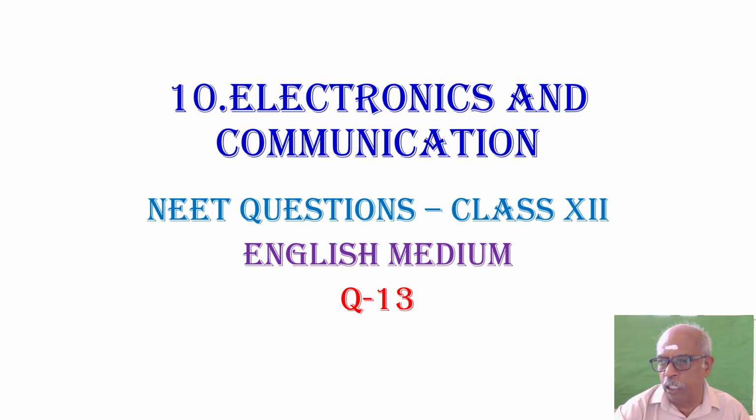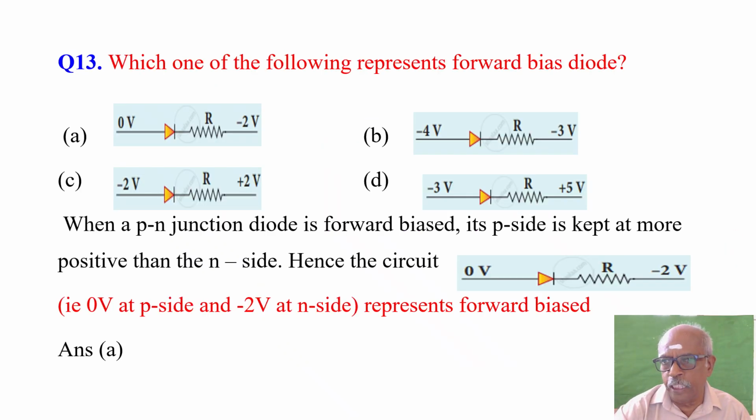In today's video, we are going to solve a multiple choice question from the chapter Electronics and Communication. The question is, which one of the following represents forward bias diode?